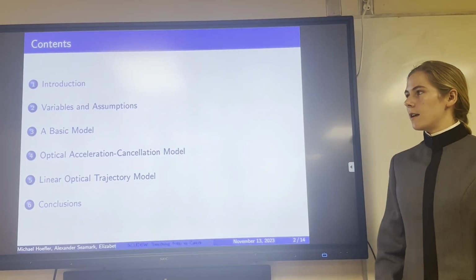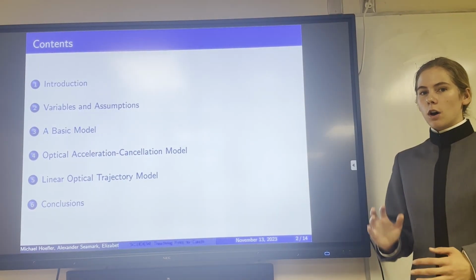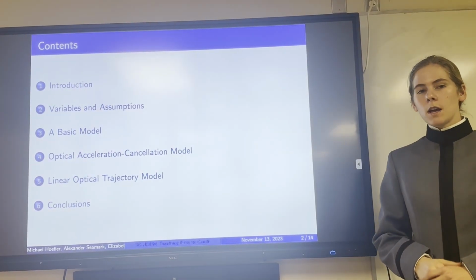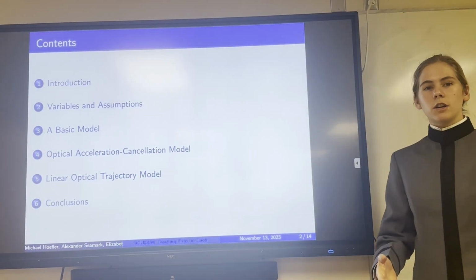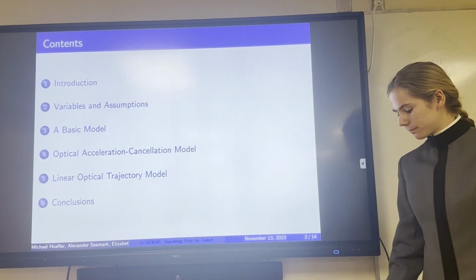we just had, and then we're going to go over the variables and assumptions. We're going to go over a basic model for the dog catching the treat, and then we're going to go to two more complex models, and then finish up with some conclusions. And for each of our three models, we're going to go over advantages and disadvantages and why we move on to the next more complex iteration of that model.